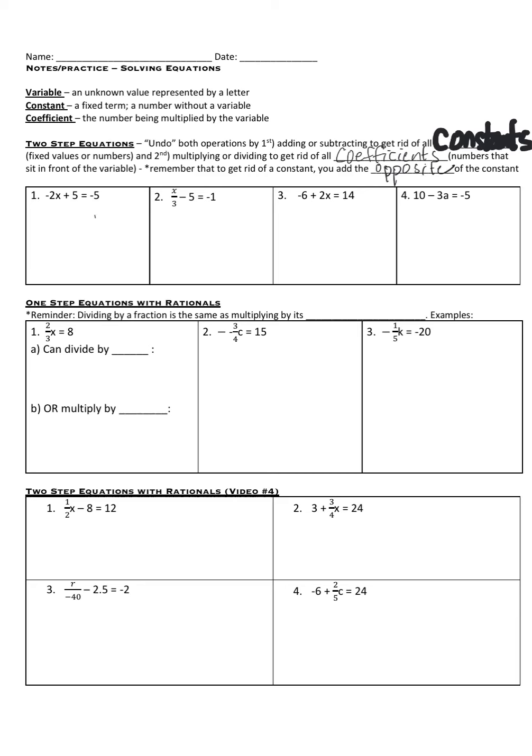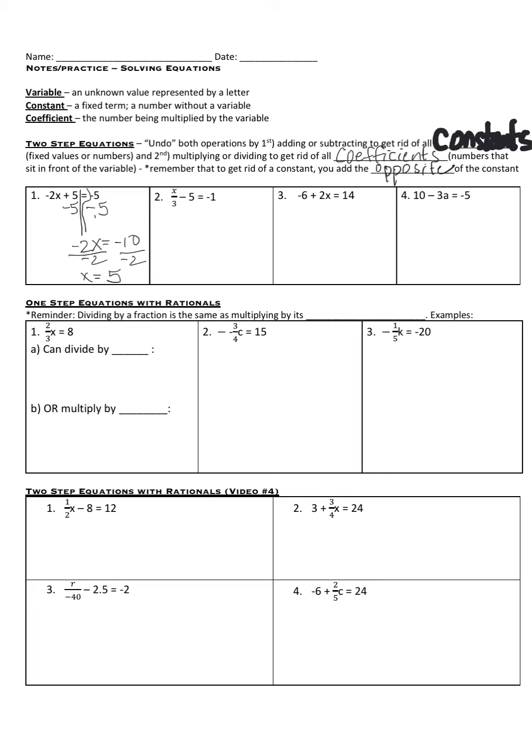For example, if we look at these examples on the screen, our constant is positive 5, so we're going to do the opposite by subtracting 5. What we do to one side, we do to the other, so we're left with negative 2x equals negative 5 minus 5. A lot of people want to say that's 0, but it's not. It's negative 5 plus negative 5, so it's negative 10. And your answer will be positive 5.